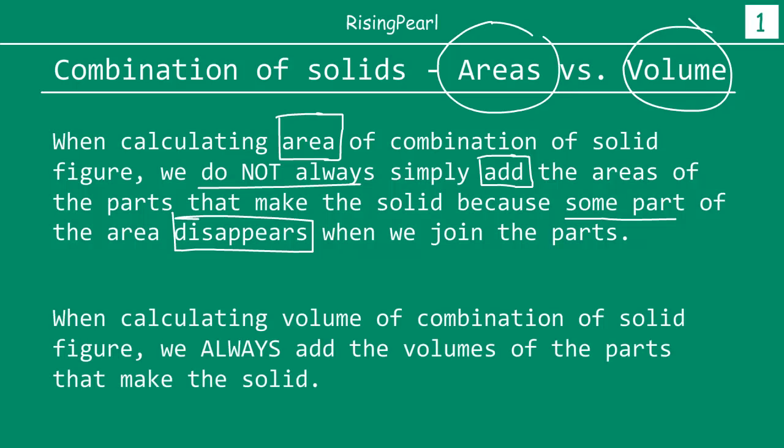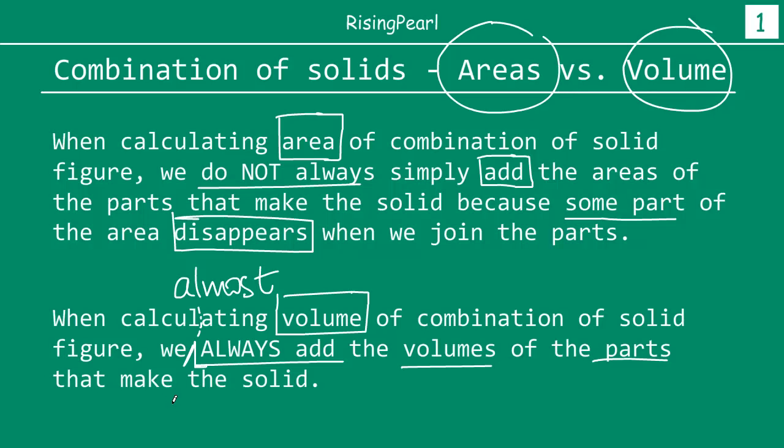Now what about the volume? When calculating volume of combination of solids, we always add the volumes of the parts that make up the solid. Now I should qualify this by saying we almost always add volumes of the parts that make up the solid. I'll give you 1 or 2 examples of why we do not 100% always add, but we almost always add. This is very, very important. Let's give it 3 stars, each star representing very, very, very important.